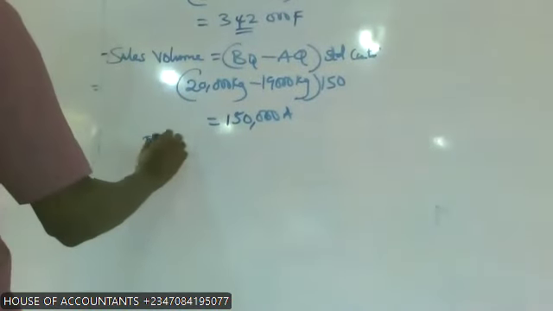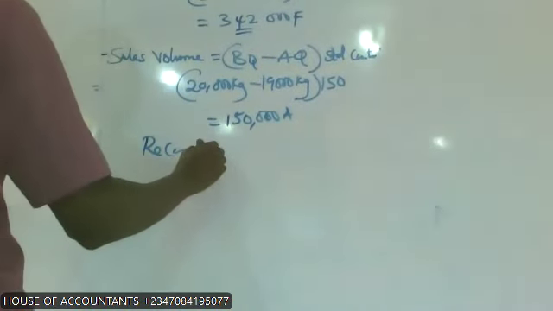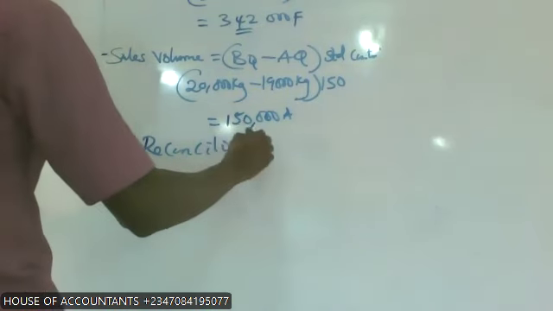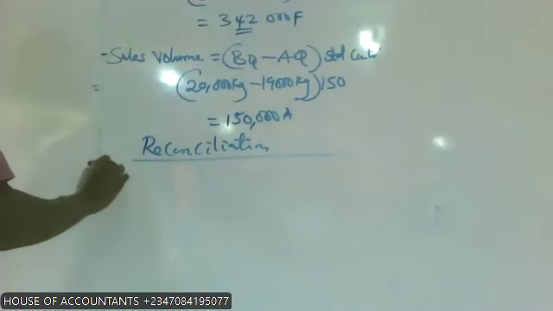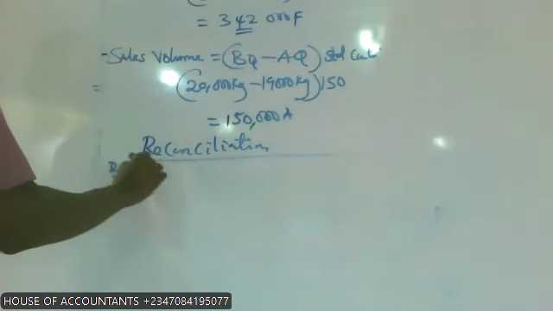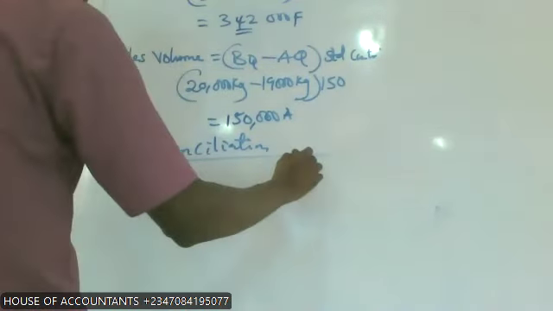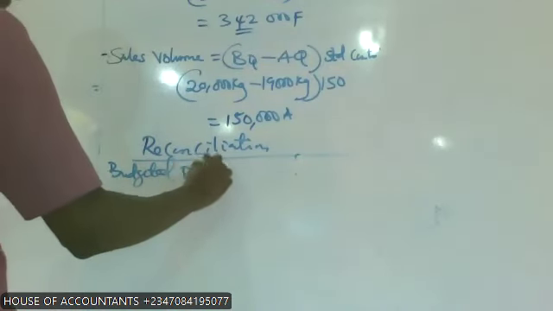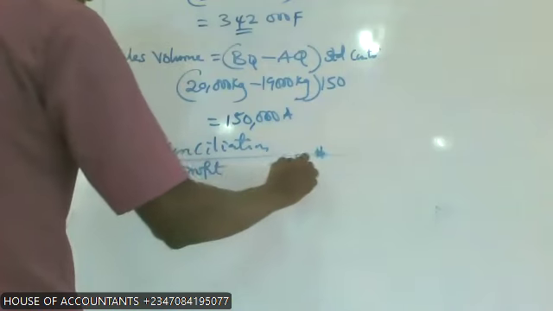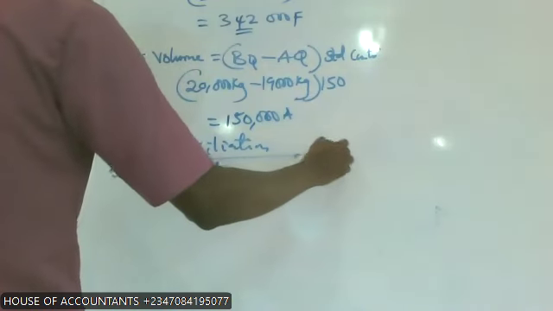It means our reconciliation that they ask us to do will now be budgeted what? Budgeted profit. How much is our budgeted profit? 3 million. I still remember, Abby.